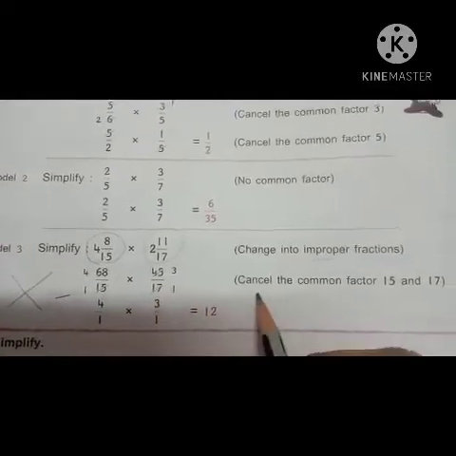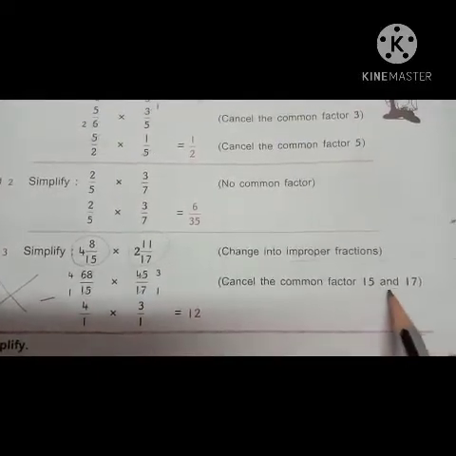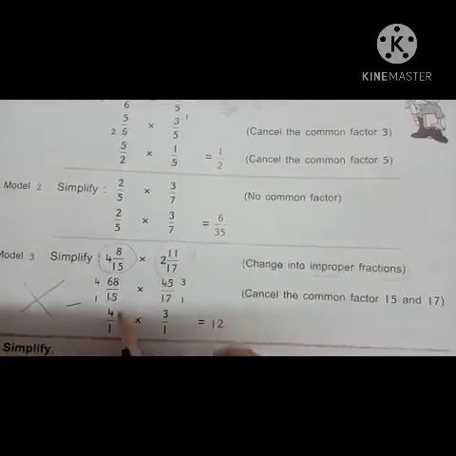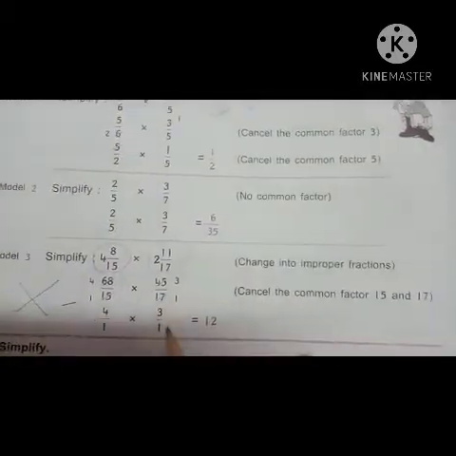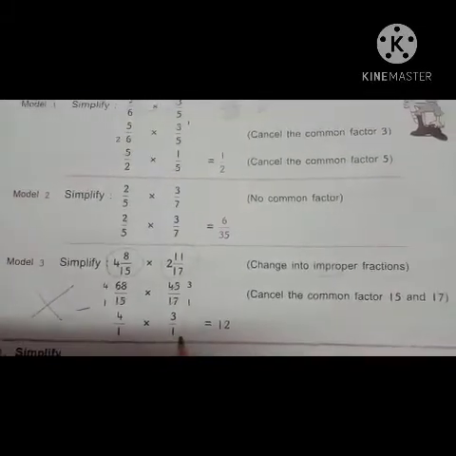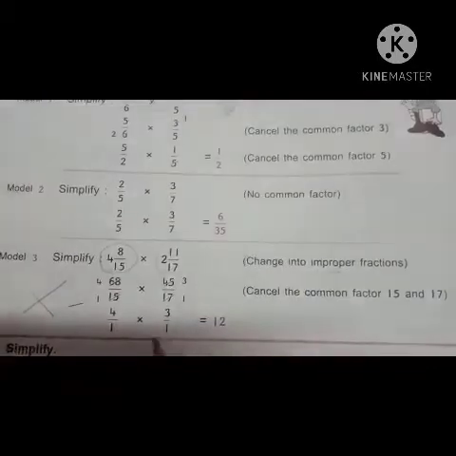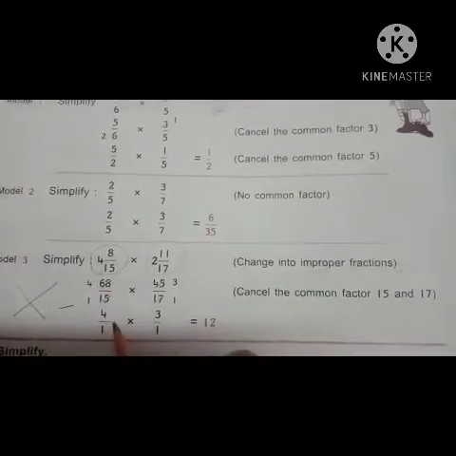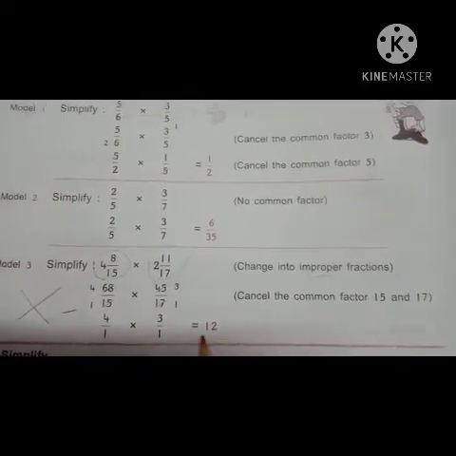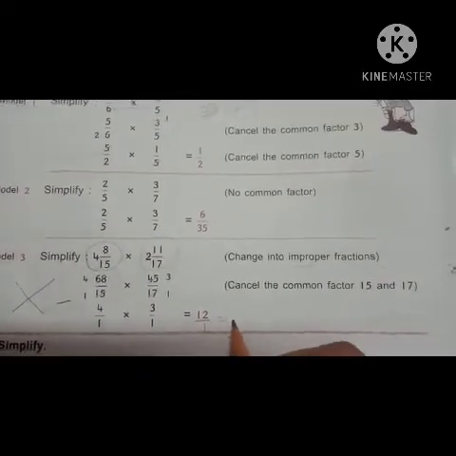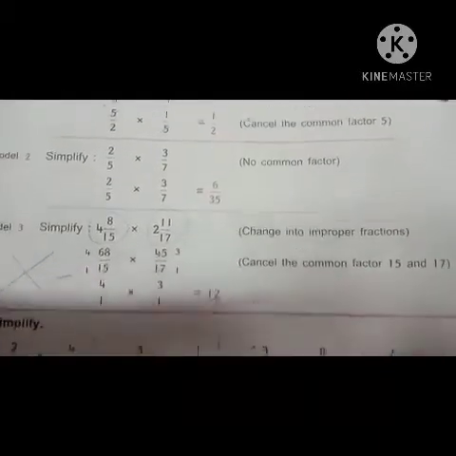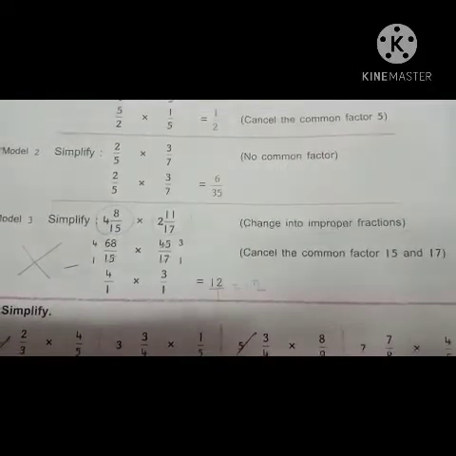Next see here, cancel the common factor 15 and 17. Here also 17 ones are 17, 17 4s are 68. So this is 4 by 1 into 3 by 1. Here the denominator is 1. If the denominator is 1, there is no need to write the denominator. Just write the numerator only. 4 into 3, 4 3s are 12. If we write 1 as the denominator, the answer is just 12 only.